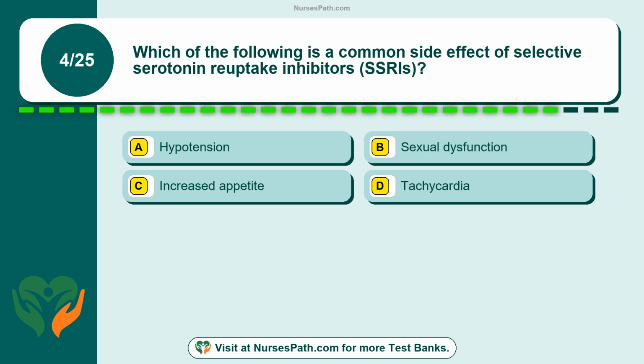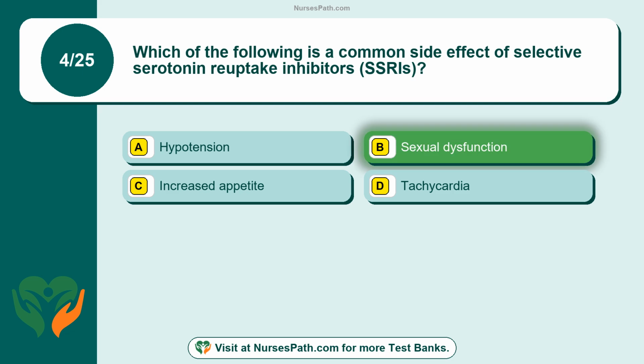Question 4. Which of the following is a common side effect of selective serotonin reuptake inhibitors, SSRIs? Option A. Hypotension. Option B. Sexual dysfunction. Option C. Increased appetite. Option D. Tachycardia. The correct answer is option B.